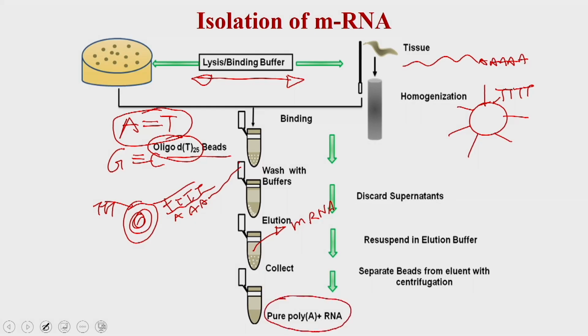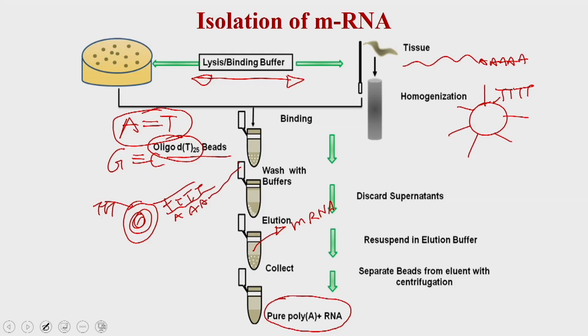So, ultimately what you are going to get? You are going to get the pool of messenger RNA in the eppendorf, and the beads you can discard. Now, you got the messenger RNA.